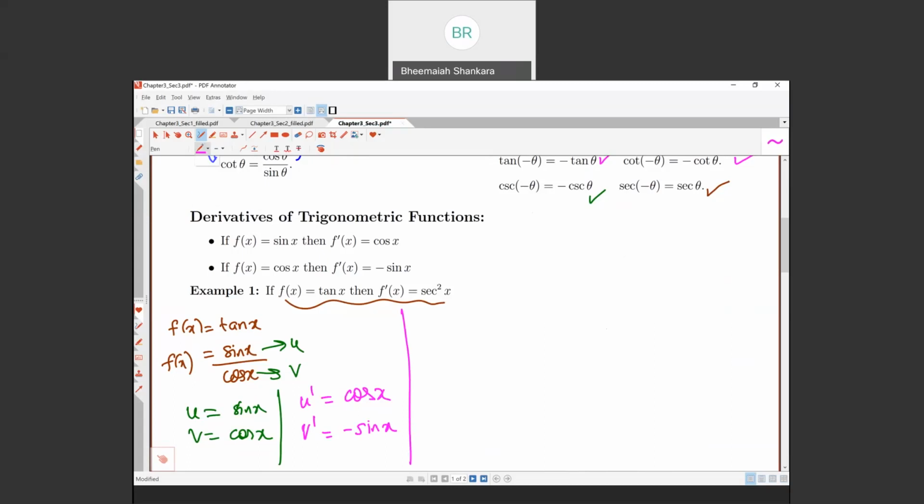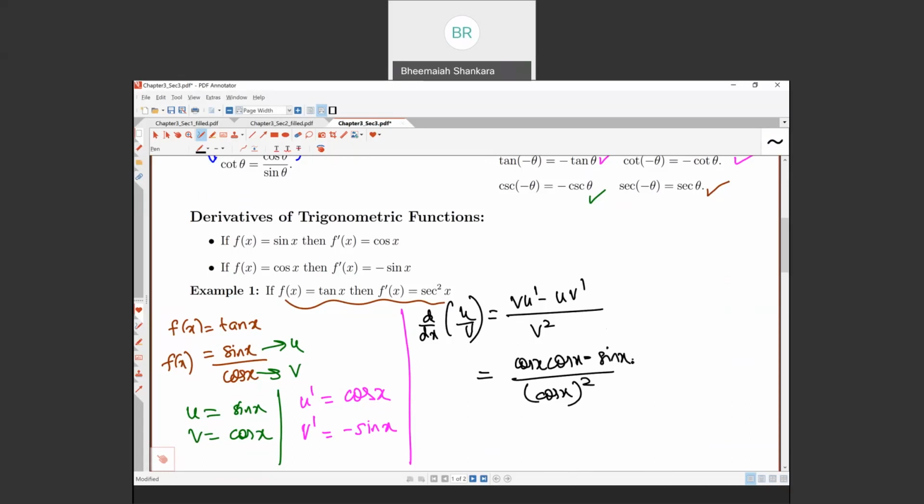Now you want to write the quotient rule. d/dx of u over v is v squared. Start always with v, u prime minus u, v prime. So plug in all the values. This is cosine x, the square. v is cosine x. u prime is cosine x. Negative. u is sine x. And v prime is negative sine x.